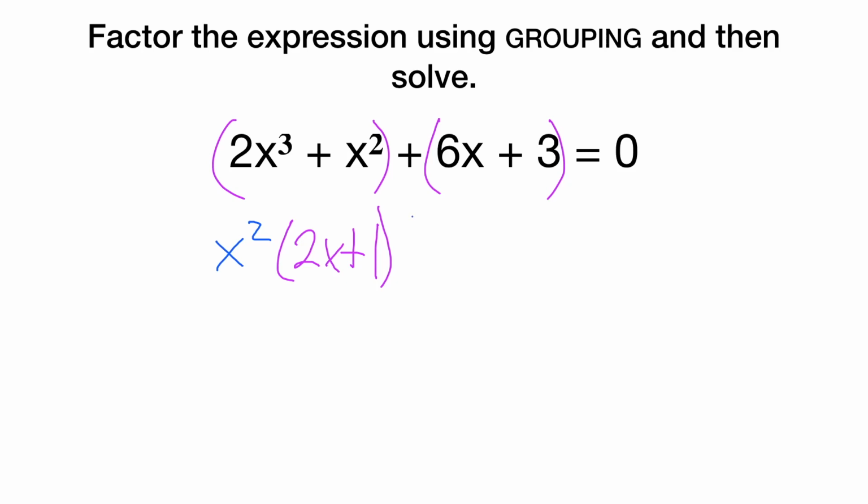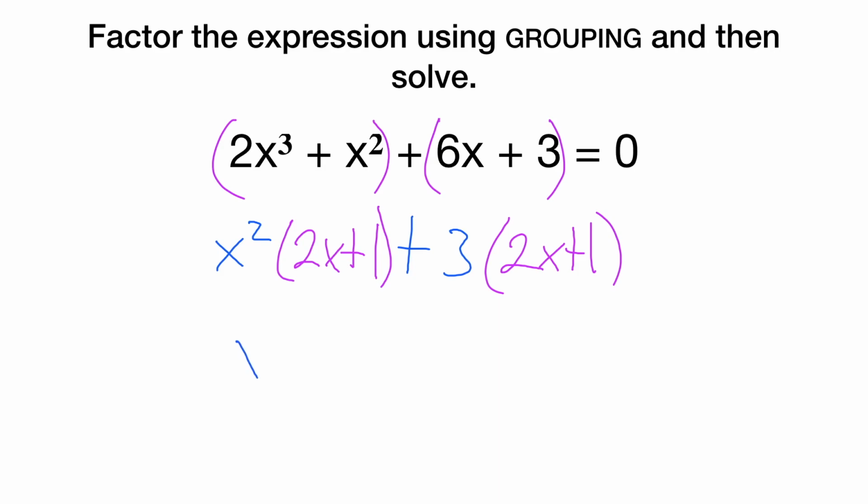And then let's see the next part. Greatest common factor between 6x and 3 is 3. And that becomes times 2x plus 1 as well. So once again I check, and sure enough, my parentheses are the same. That means that this is working out just how it should. And that all equals 0.